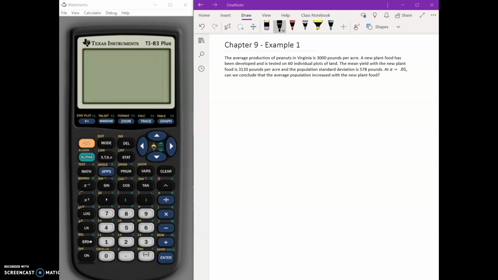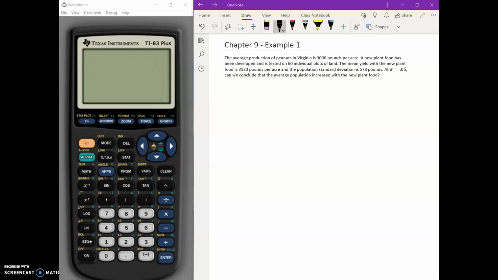Okay, so what we're looking at with hypothesis testing is, again, we're testing some type of claim. So we see that on average, there's 3,000 pounds per acre of peanuts, but when this new plant food enters the picture, that number has increased to 3,120. Now, the question that we have is, is that just due to random chance? Is that just due to sampling error, or is there something special that is happening with this new plant food? So we're going to work through all of the steps of our hypothesis testing.